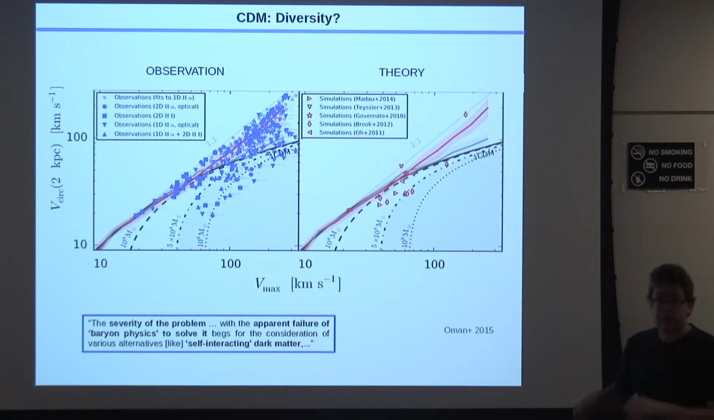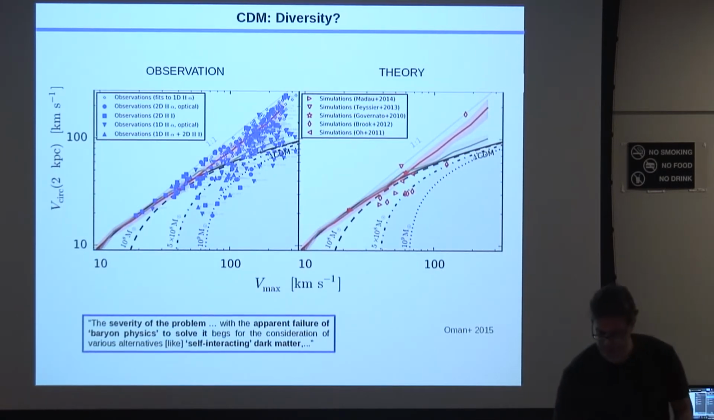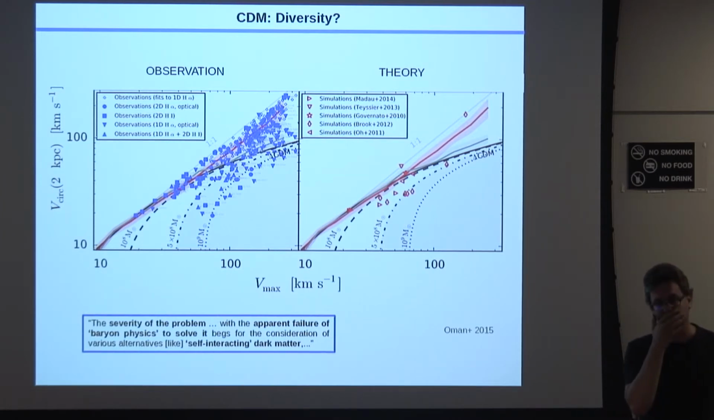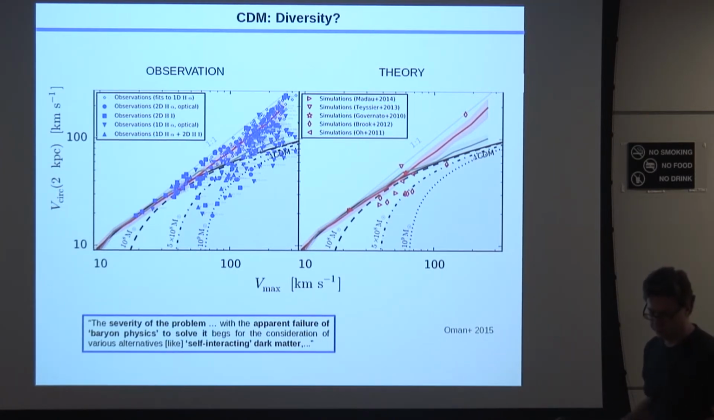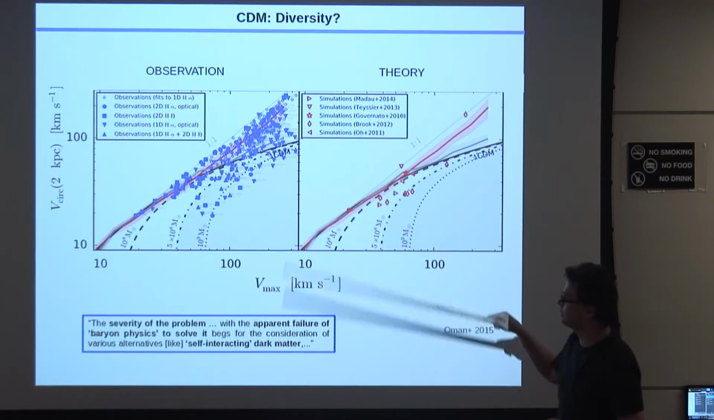Okay, so now before I come to the next subject, let me briefly talk about another issue, another problem beyond the missing satellite and the too big to fail. So 2015, Oman et al. pointed out a new problem, which is now known as the diversity problem.